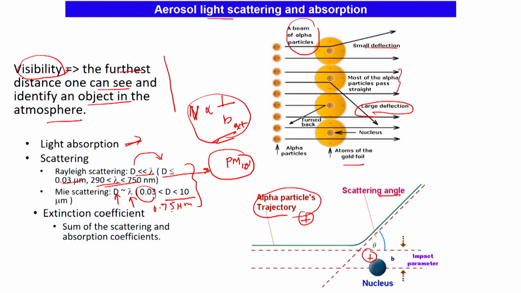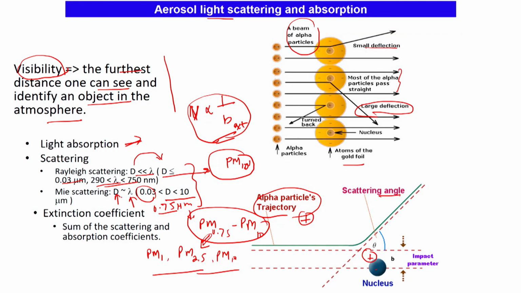because why I am telling, because less than 0.3 anyway you are going to have Rayleigh scattering. So 0.75 to less than 10. Here, particulate matter, if I say PM 0.75, so 0.75 to PM10, these particles, and in between you have PM1, you have PM2.5, and you can have PM10 particles. So Mie scattering is because of the larger particles.